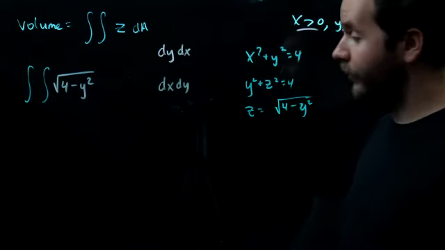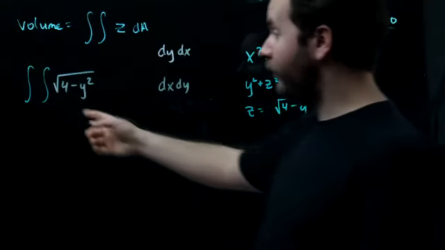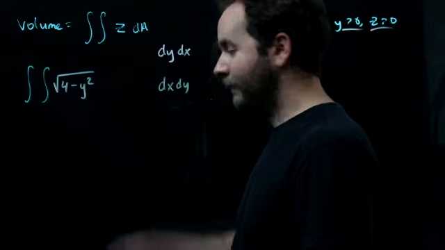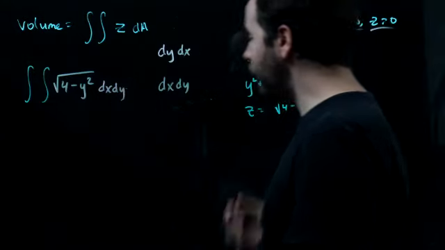We'd rather do what order of integration? dx dy. And if I asked you to integrate this with respect to x, that would be pretty easy, because the integral of this with respect to x is x times that. So we are going to do the order dx dy. But now we have to figure out the bounds.